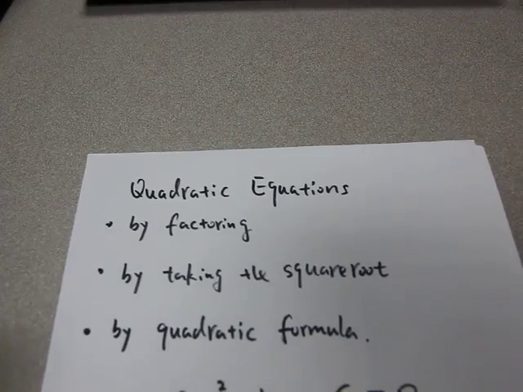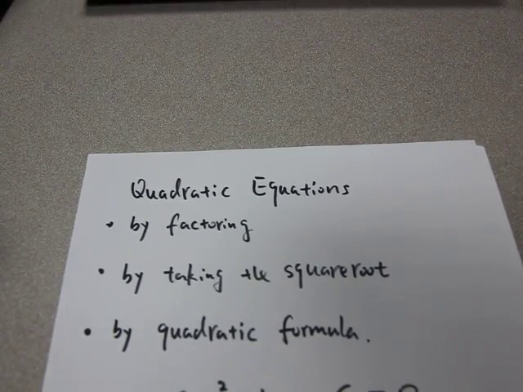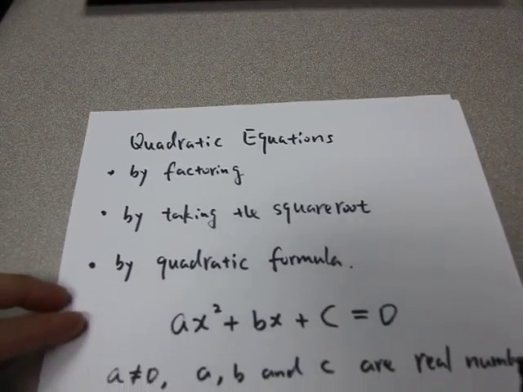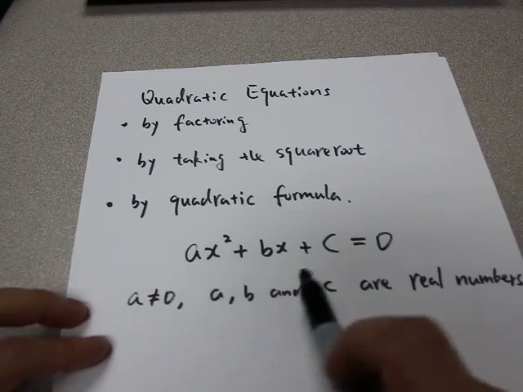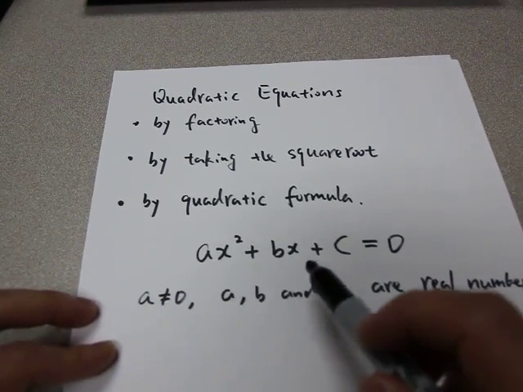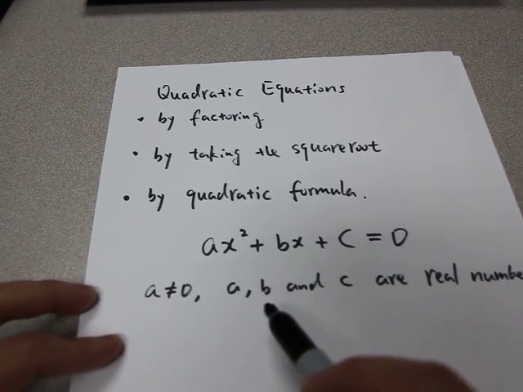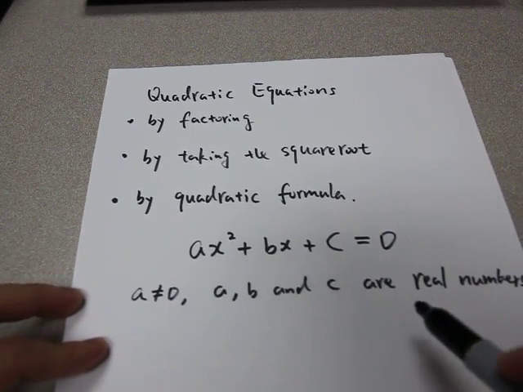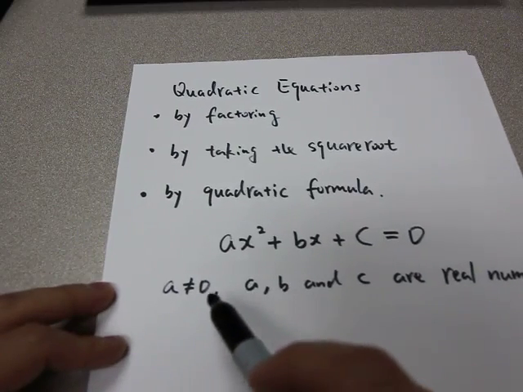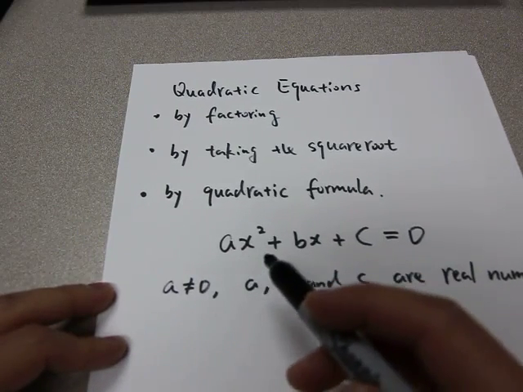Okay, in this video, I'm gonna show you how to solve quadratic equations. A quadratic equation is an equation like this: ax squared plus bx plus c equals 0. And in this equation, a, b, and c are some real numbers, and a cannot be 0.